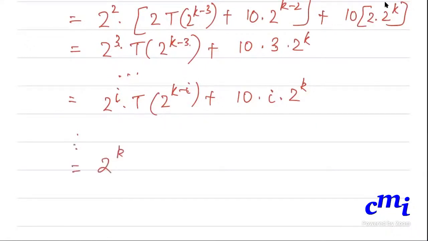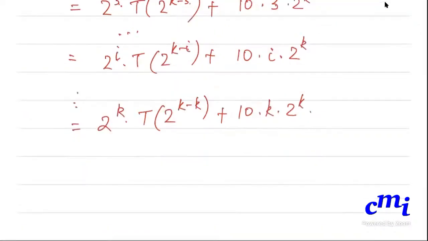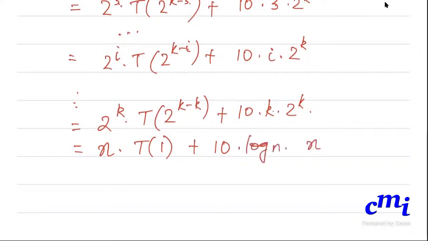Eventually you will get 2 to the k times t of 2 to the k minus k, plus 10 into k into 2 to the k. What is 2^k minus k? That is 1, so t of 1. And what is 2 to the k? This is n, times t of 1, plus 10. What is k? 2 to the k is n, so k is log n, to the base 2. And then 2 to the k is n again.